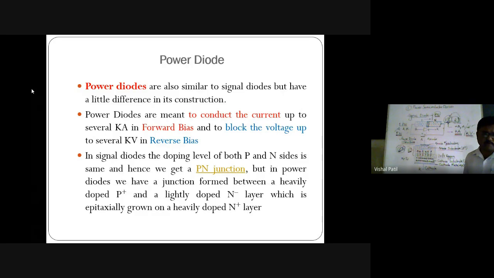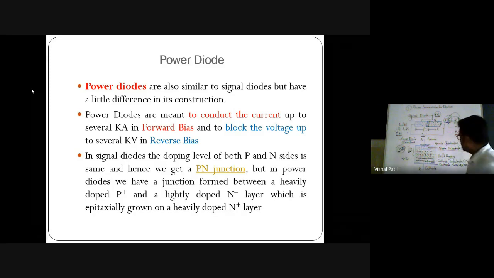In case of power diode, that current is very high, and when it is in the reverse bias the voltage blocked by the power diode is very high. So that is the difference between signal and power diode. In signal diode, doping level of P and N side is the same and hence we get a PN junction. But in power diode, we have a junction formed between heavily doped P plus and lightly doped N minus layer, which is epitaxially grown on heavily doped N plus layer.